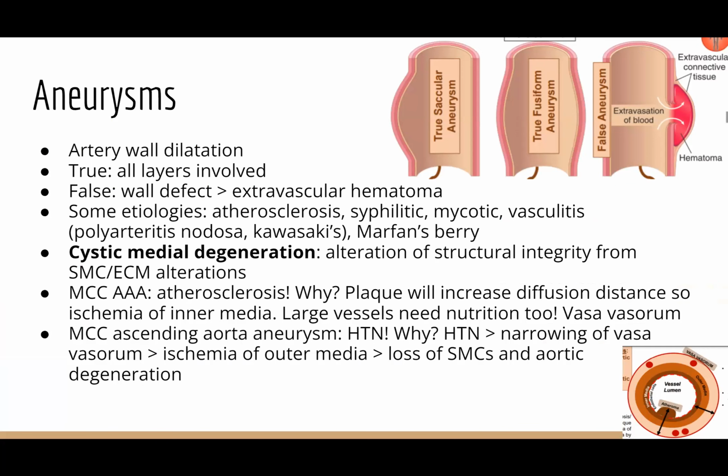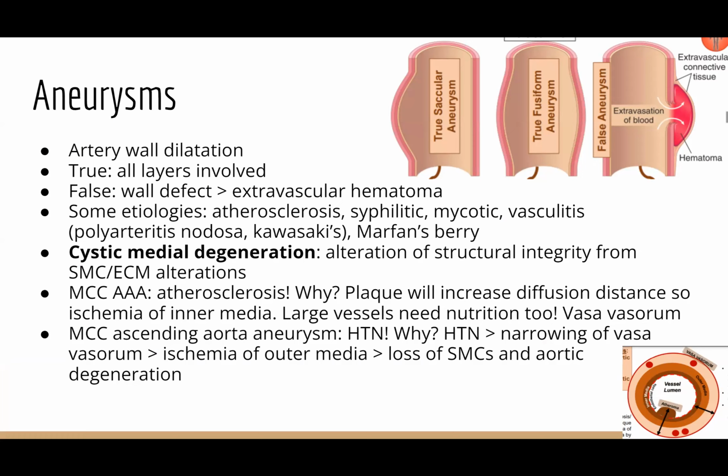Aneurysms, this is just a dilatation in the wall. Remember, something that can lead to this is going to be the atherosclerosis. Why? Because it makes the walls very weak. So you can get that dilation of the wall. True, all layers involved. False, it's just a wall defect and it can lead to an extravascular hematoma. At the top, I put the different kinds. So true saccular, fusiform, and then a false aneurysm, which is just the hematoma in the extravascular tissue.